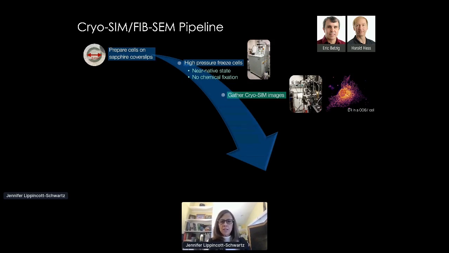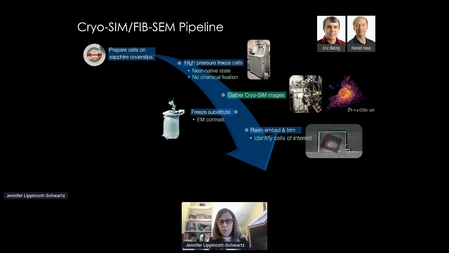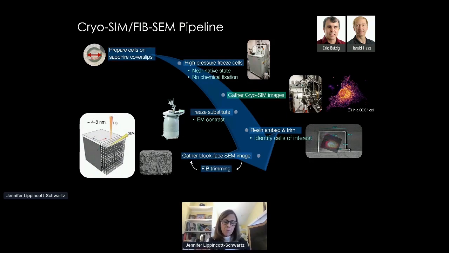And then the cells are imaged by structured illumination microscopy. These are cells that we've introduced a fluorescent probe into of the structure of interest. And in our case, we're going to be looking at components of the ER exit site. We will then freeze substitute to give electron microscopy contrast, resin embed and identify the cells of interest, and then start gathering block face scanning EM images that through FIB-SEM, FIB trimming will allow us to move through an entire cell.